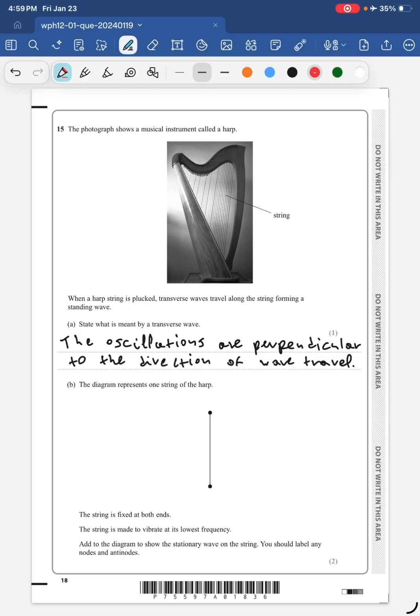I just discovered this feature of good notes. If I draw this and hold it, it makes a really nice curve. You see? I have to hold it for a few seconds and it does that. So in the lowest possible frequency, we have two nodes at the ends and an antinode in the middle. Let's move on.